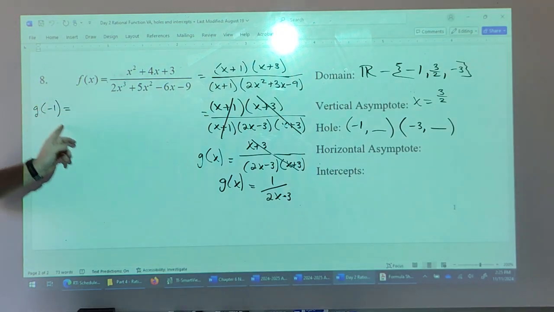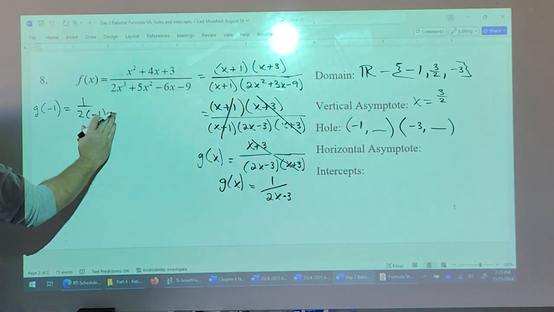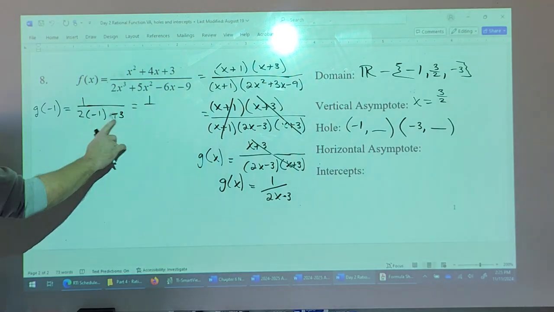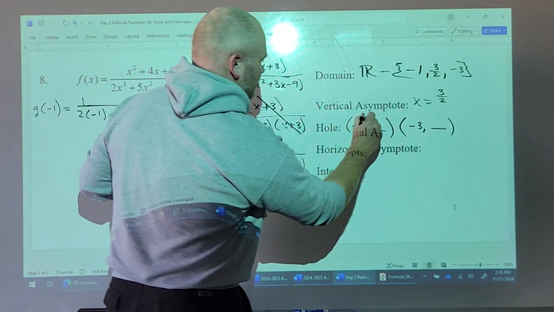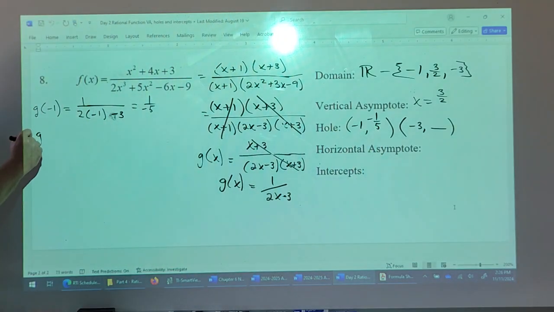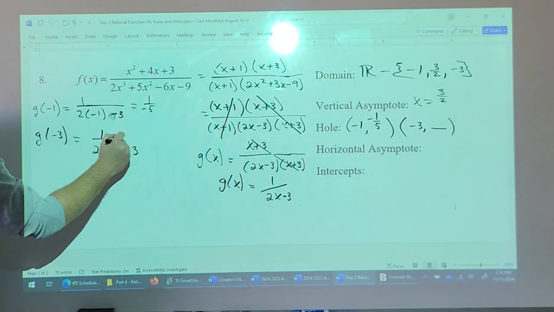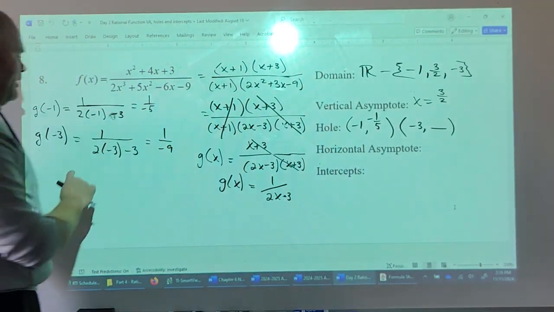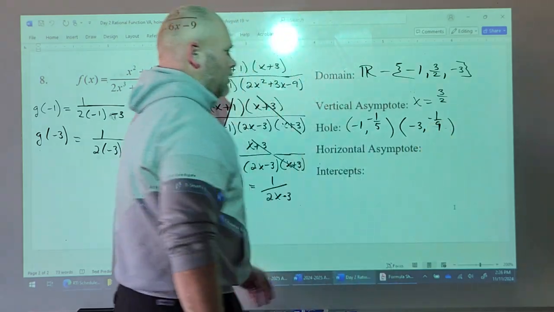So g of -1, so we're going to plug -1 into this function. 1 over 2 times -1 minus 3. So we get 1 over -2 minus 3, -5. So we get a hole at -1, -1/5. And then we'd also have the hole at -3. So 1 over 2 times -3 minus 3. So -6 minus 3, -9. So a hole at -3, -1/9. So we got two holes.